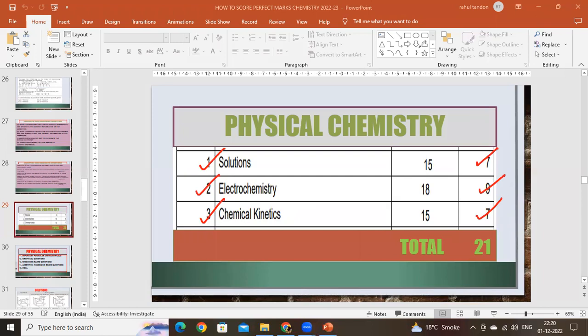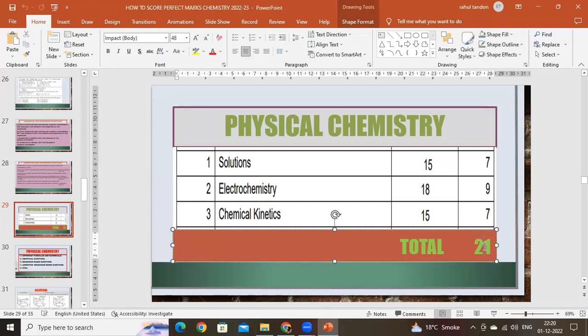We will be discussing all these chapters one by one, and how exactly the questions from physical chemistry are being asked. So let's start. Here, if you see, the total is 7 plus 7, 14, and plus 9, 23 marks. So physical chemistry is of 23 marks.